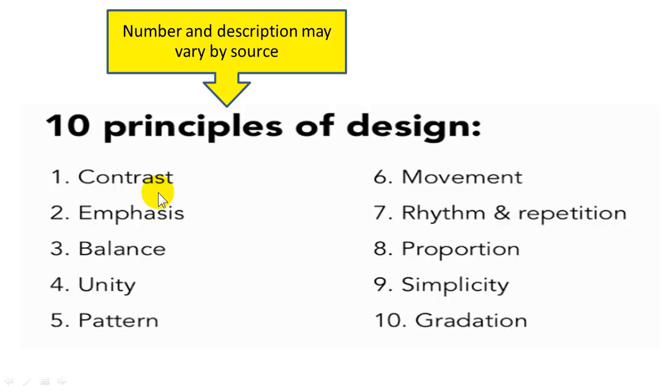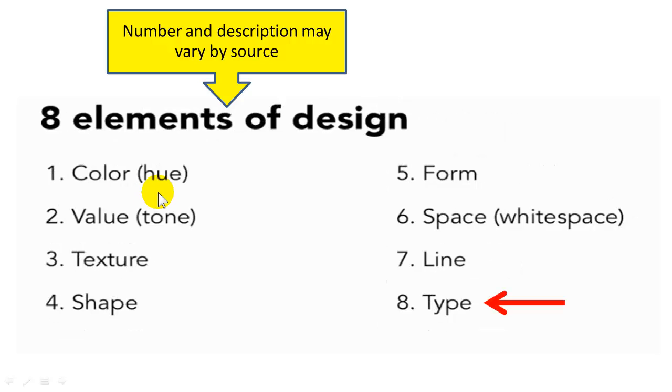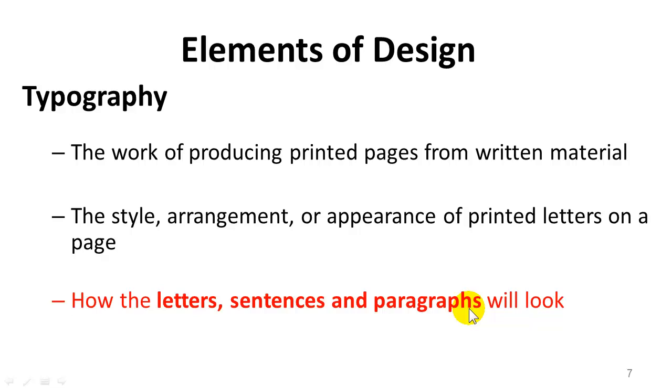We have looked at the principles of design. We have looked at the elements of design, and now we are looking at the last element of design, type. Typography, the work of producing printed pages from written material. The style, arrangement of, or appearance of printed text, essentially. So for our purposes, how the letters, sentences, and paragraphs will work. Typography is involved in probably every product.